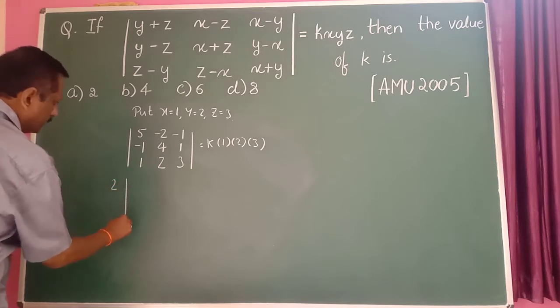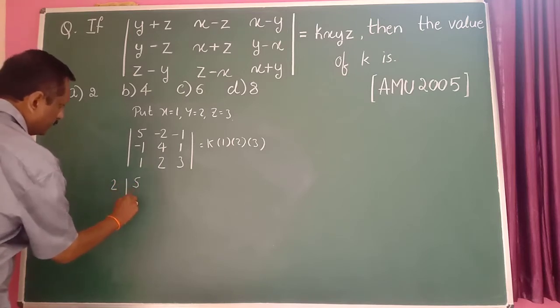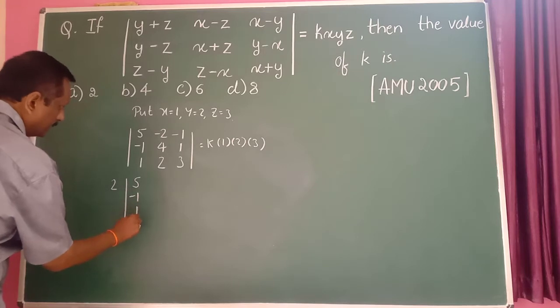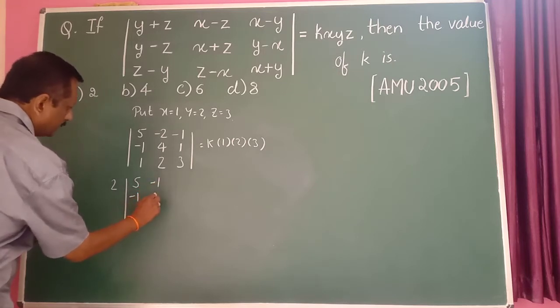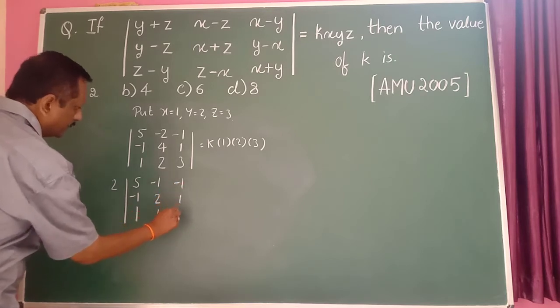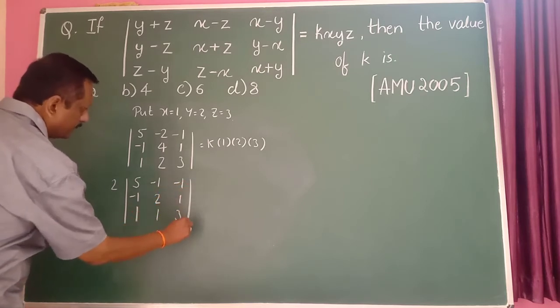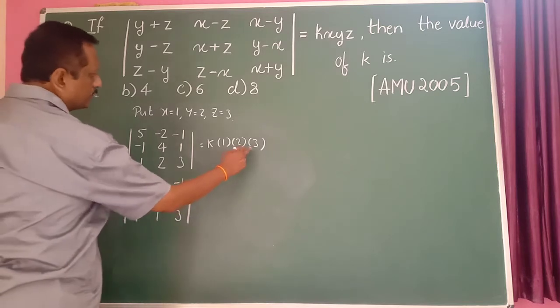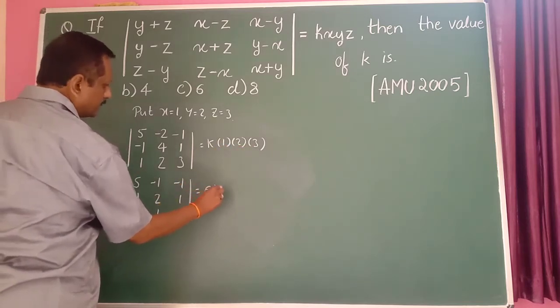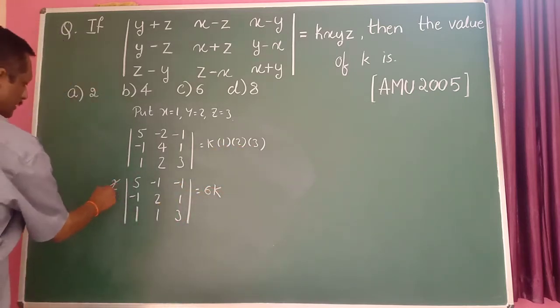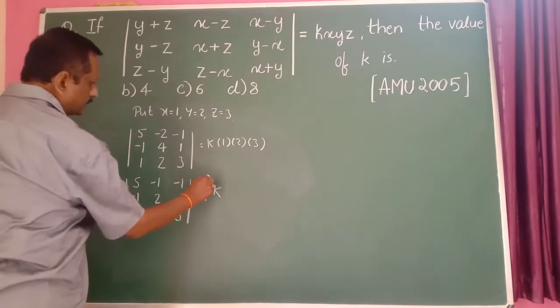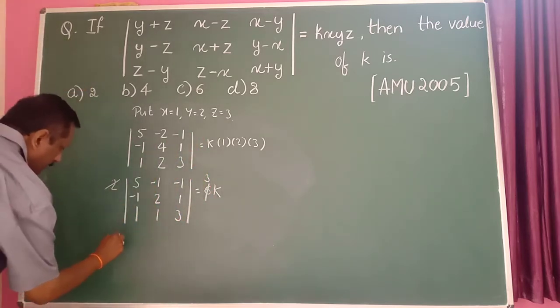So determinant of 5, minus 1 and 1, minus 1, 2 and 1, minus 1, 1 and 3. That is equal to 3 2s are 6, 6k. Then 2 1s are 2, 3s are cancels. Then expand the determinant here.